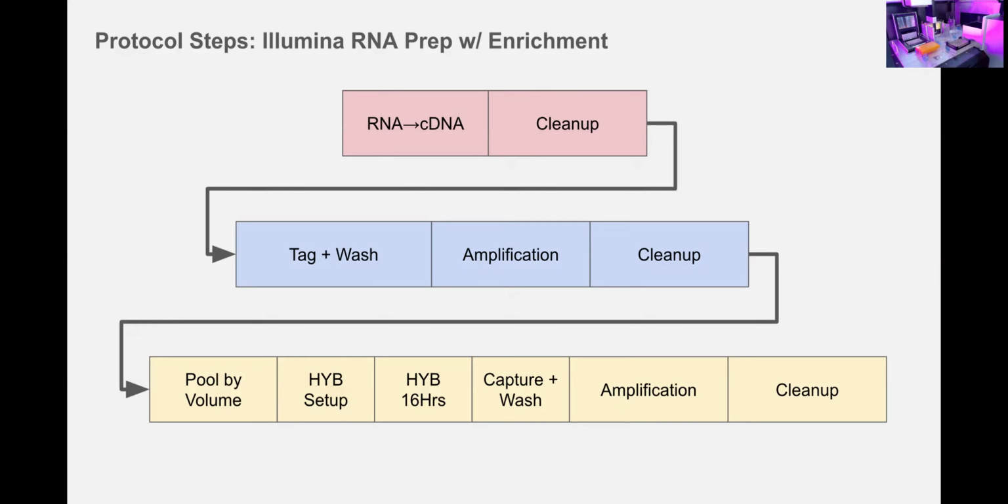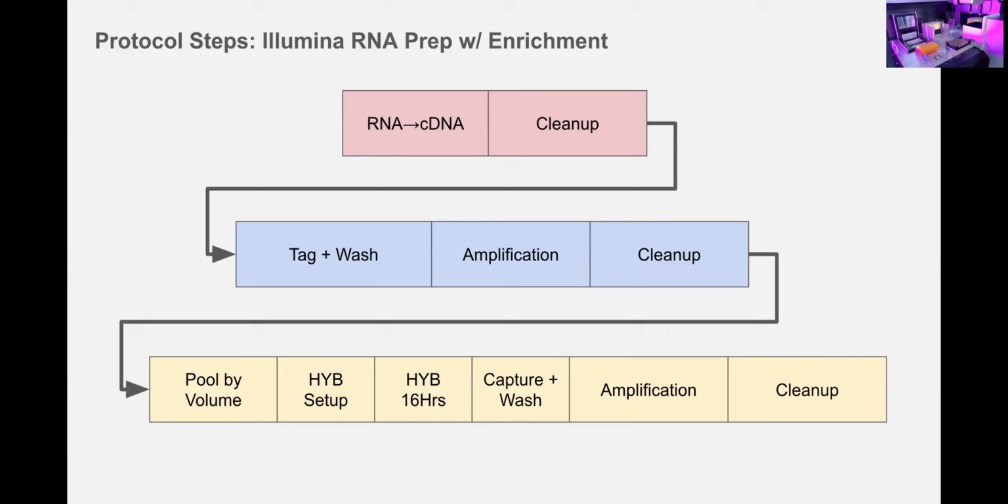That worked fine. This is back when we had the Flex with a few of the off-deck expansions. So now we have the stackers as well as a few other goodies that we'll cover in a second. So how can we use these things to increase the complexity of the protocols that we're putting on the Flex? So we're going with RNA prep with enrichment.